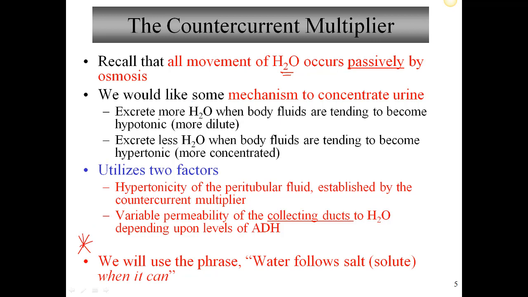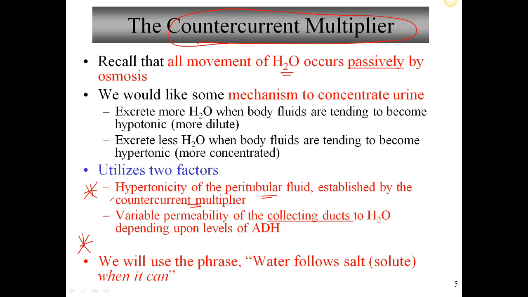Now, what we would like is some kind of mechanism to be able to concentrate the urine when we want to pull water back into the body, or to be able to lose a lot of water when body fluids are becoming too dilute. And that is exactly the job of this countercurrent multiplier that we just looked at. And we utilize two factors to do that, as you see right here. We have a hypertonicity of the peritubular fluid down in the interstitium of the medulla.